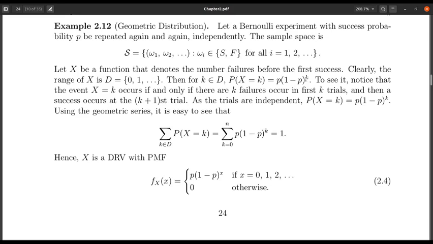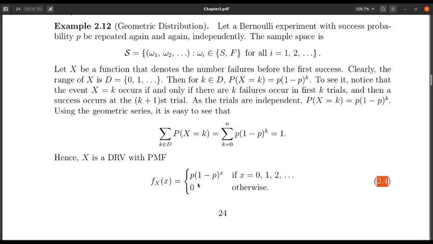Now notice that if I try to find the probability that X belongs to D, which is nothing but the sum of the probabilities that X equals k for k in D, that sum is a simple geometric sum, and that's why this quantity equals 1. So that means the random variable X is a discrete random variable with support D and probability mass function 2.4.